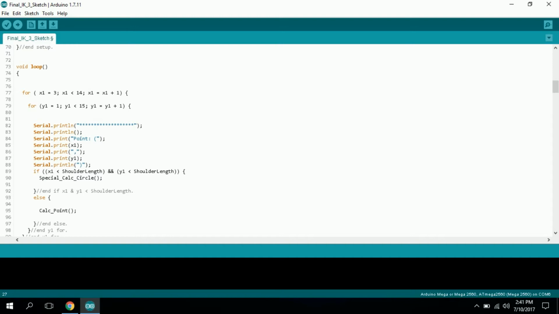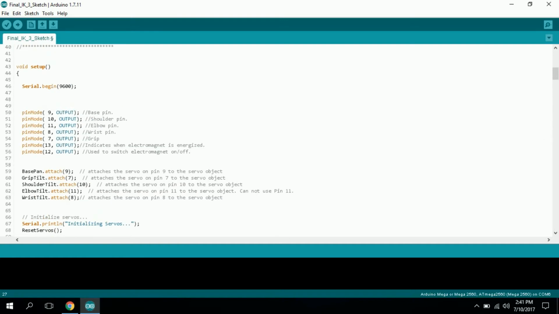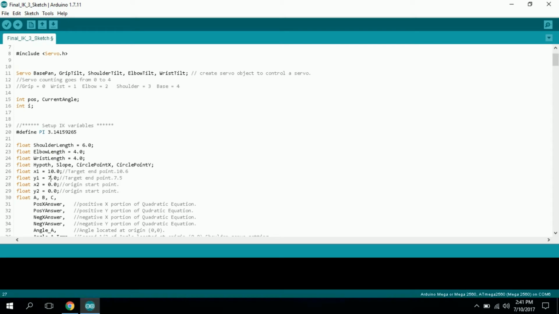What it does is it just cycles all the different points that the inverse kinematics can calculate given a point in space. And this just goes through all of them. I print out the point here, and then I actually check to see if x1 is less than the shoulder length, like the shoulder length is 6. If you notice up here, shoulder length is 6.